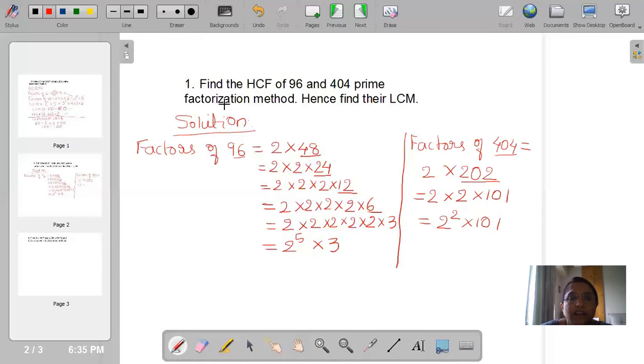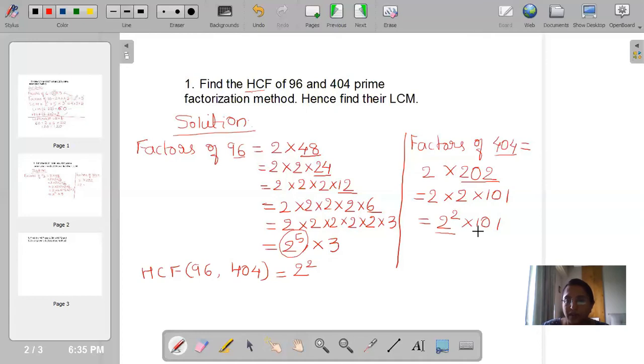Then we'll find out the HCF. HCF of 96 and 404 is equal to the highest common factor, which is common in both the factors. Just see here, 2 raised to 5 is there. Is 2 raised to 5 here? No. But 2 square is there. 2 square is common in both. You have to consider the smallest power.